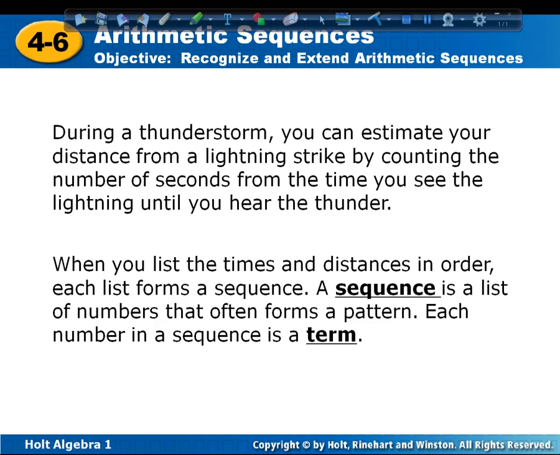It says during a thunderstorm, you can estimate your distance from a lightning strike by counting the number of seconds from the time you see the lightning until you hear the thunder. When you list the times and distances in order, each list forms a sequence. A sequence is a list of numbers that often forms a pattern. Each number in the sequence is called a term.